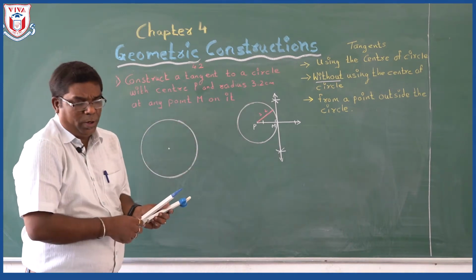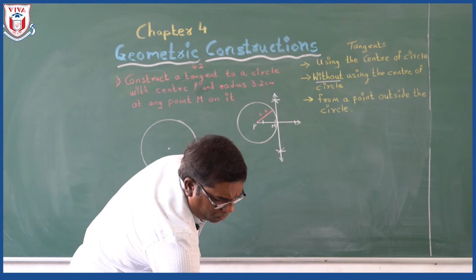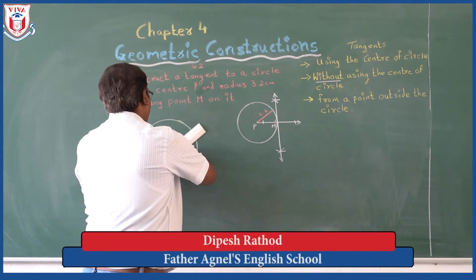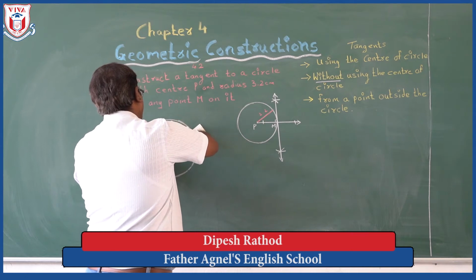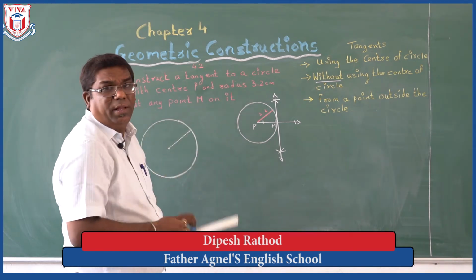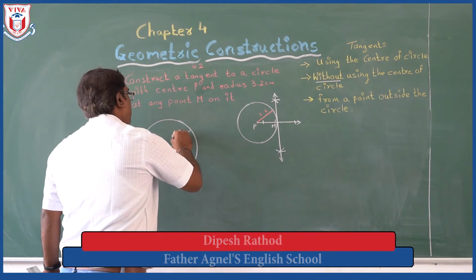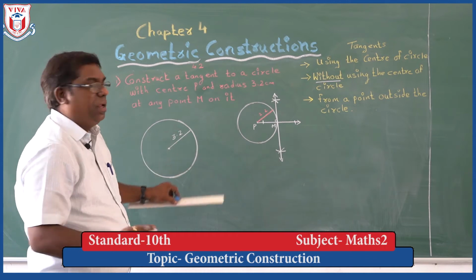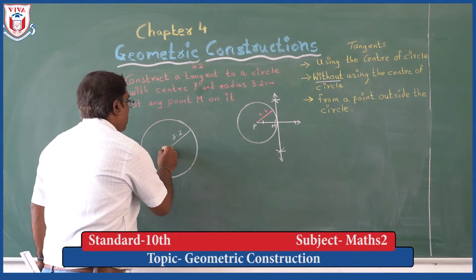After going with the 3.2 measurement, you know this is 3.2, just make it out. This is my 3.2, I will write it out as 3.2. They clearly said with center P, so give the name P here.